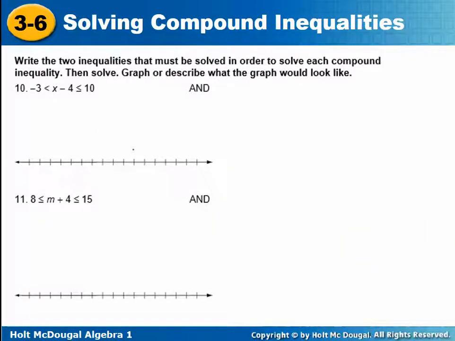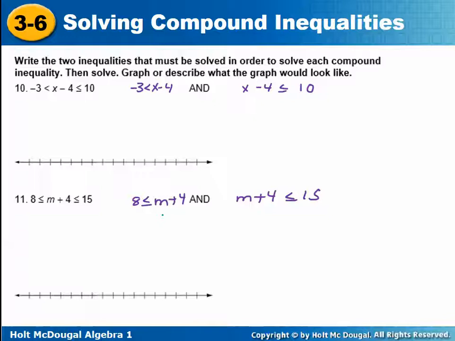Okay, here's some problems from your worksheet. So we're going to first rewrite these. So this means -3 is less than x minus 4. And x minus 4 is less than or equal to 10. And then solve each one and put the intersection, the overlapping part of the graph on here. In this one, we would have 8 is less than or equal to m plus 4, and m plus 4 is less than or equal to 15. Neither of these look too difficult to solve, but let's do number 11.